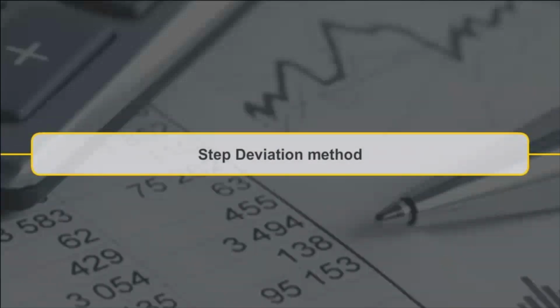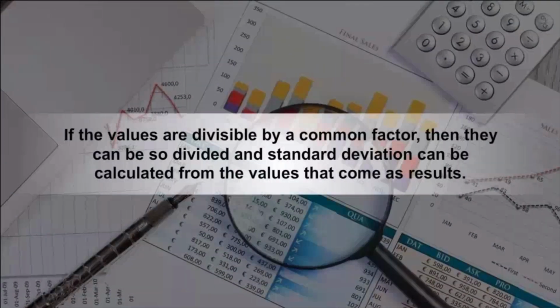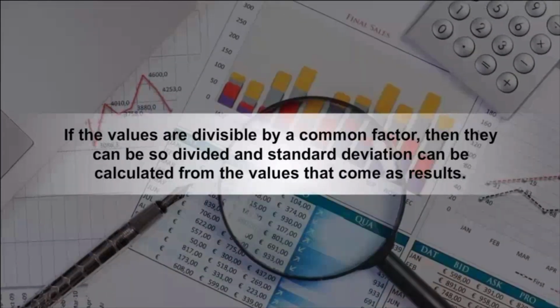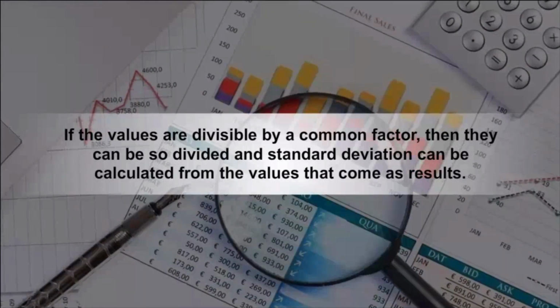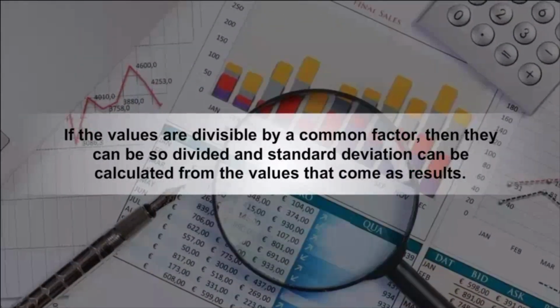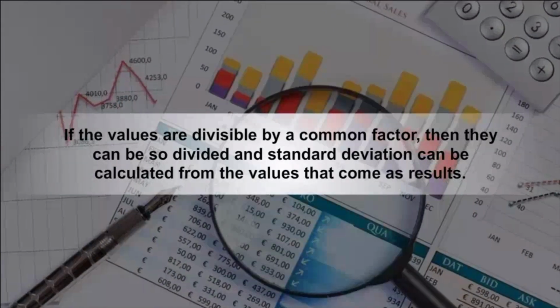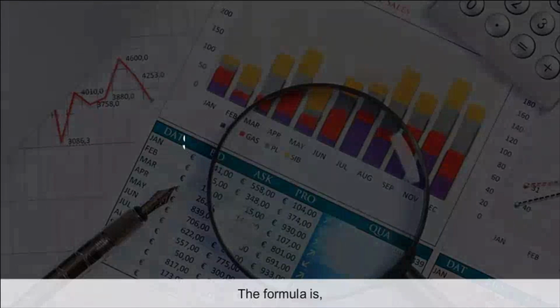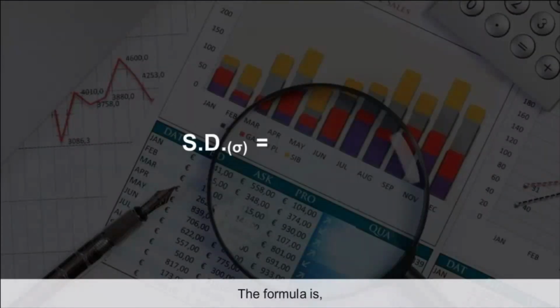Step deviation method. If the values are divisible by a common factor, then they can be so divided and standard deviation can be calculated from the values that come as result. The formula is standard deviation is equal to under root summation d dash square upon n into c.